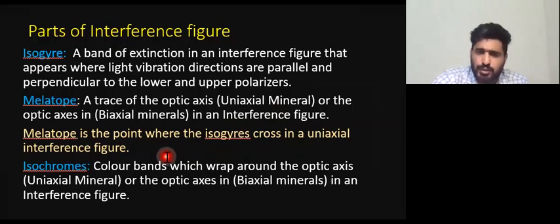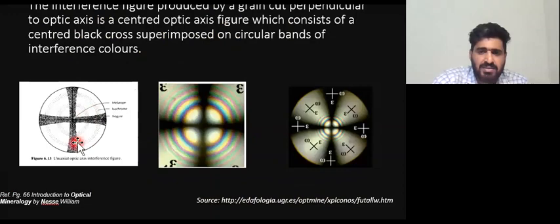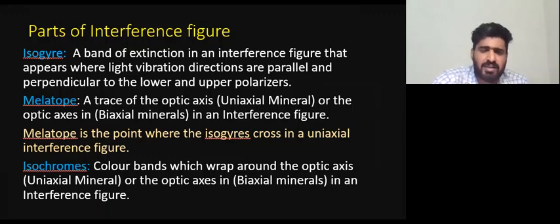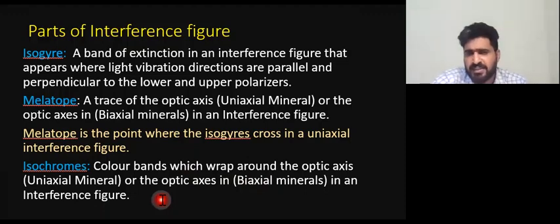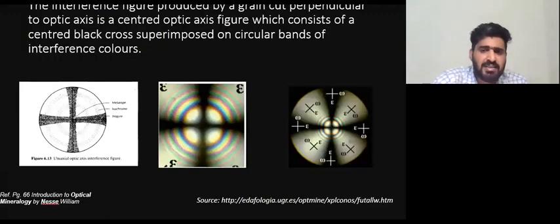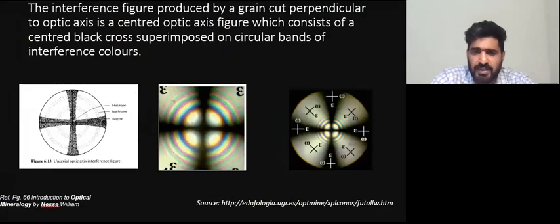And the last one is isochromes. Isochromes are the circular rings of different color, formed due to different retardation, or the color bands which wrap around the optic axis of a uniaxial mineral and the optic axis in a biaxial mineral, where the pattern is going to be different again. You will see that later. So this is the way a centered optic axis figure looks.